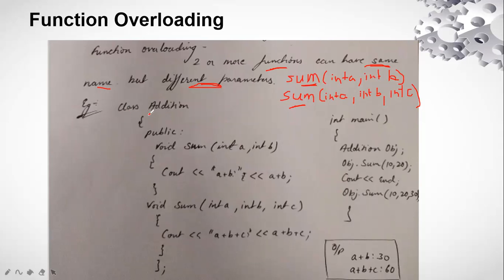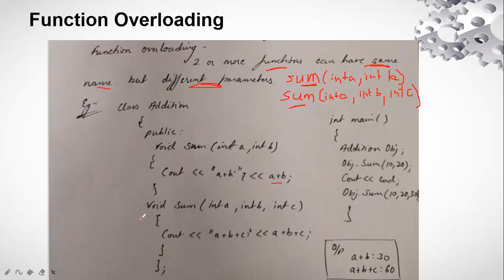Let's take an example. We have a class called addition. In it, with the public specifier, we define void sum. We have this function as void sum(int a, int b). It has two arguments, two parameters. The function is going to print using cout a plus b, that means it will give you the value of a plus b, whatever a and b are.